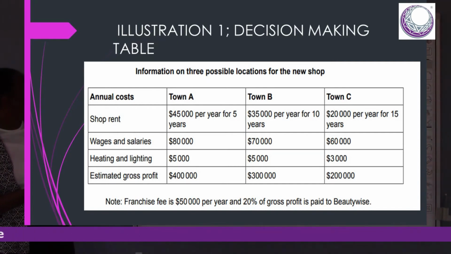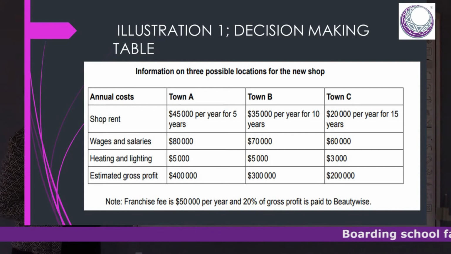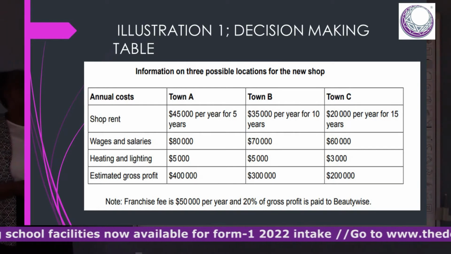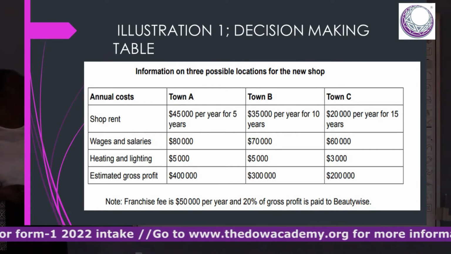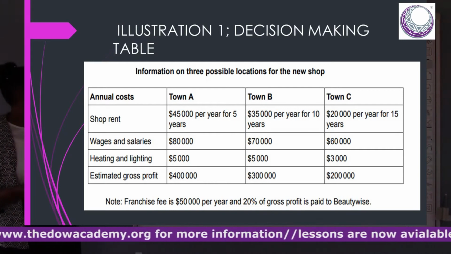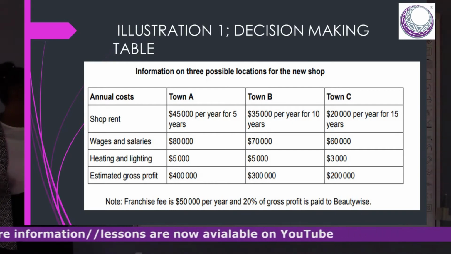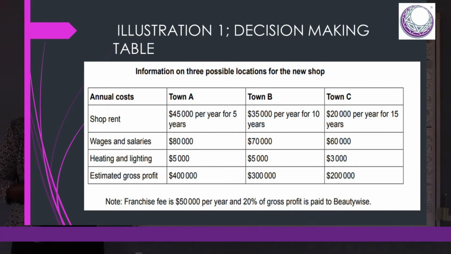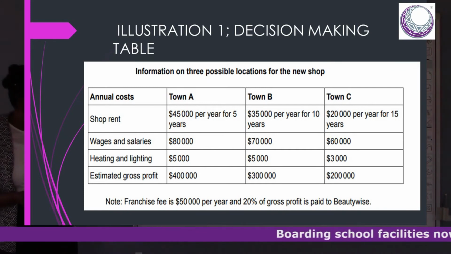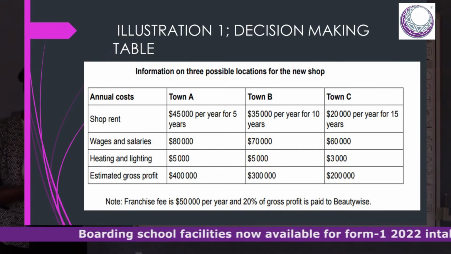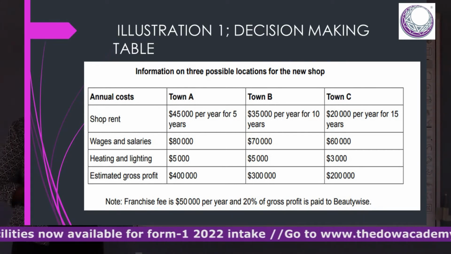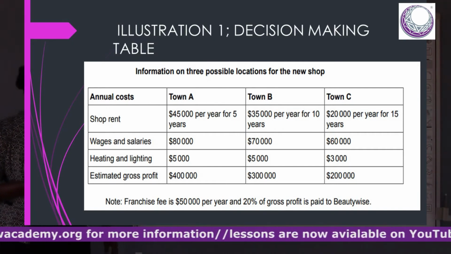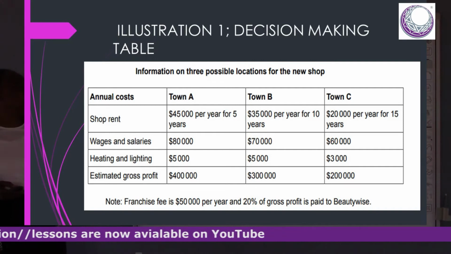So in this particular case, this is about 3 possible allocations for a new shop. It means it's a business that wants to open a new shop, and these are 3 allocations in 3 different towns. So they have information about rent, about salaries, about heating, about the gross profit, right? And there's also information about franchise. It looks like it's a business that is taking a franchise. So these are the franchise fees. This is the information that you might need to compare.